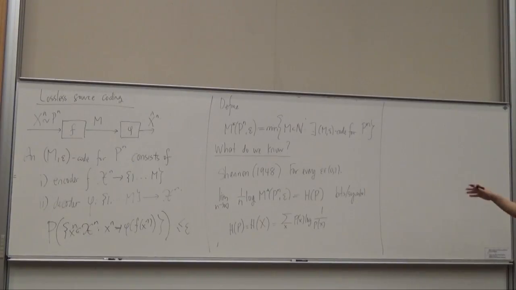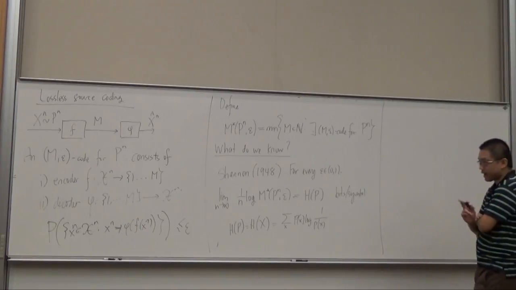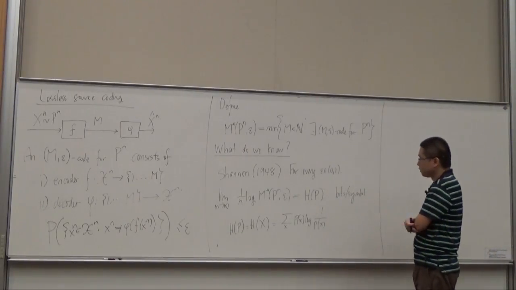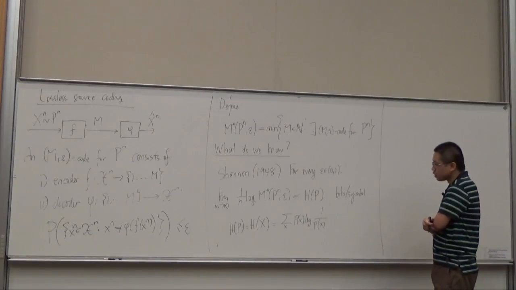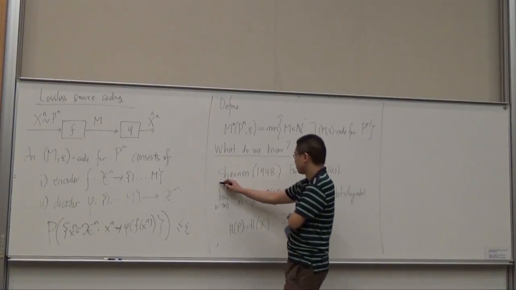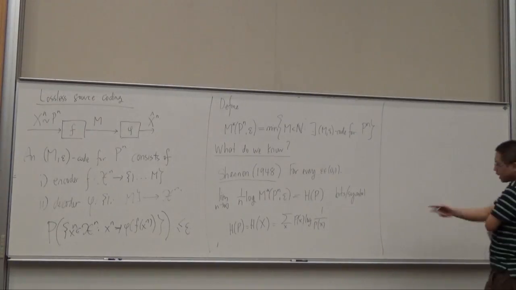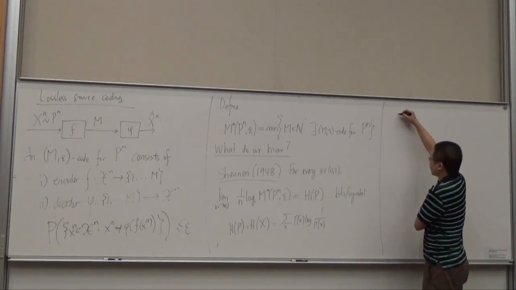All right. Another way of saying this is that there exists a sequence of 2 to the nR epsilon codes for the source Pn, for which epsilon can be anything between 0 and 1, as long as the rate R is above entropy. So that is Shannon's source coding theorem. Another way of writing this is the following.